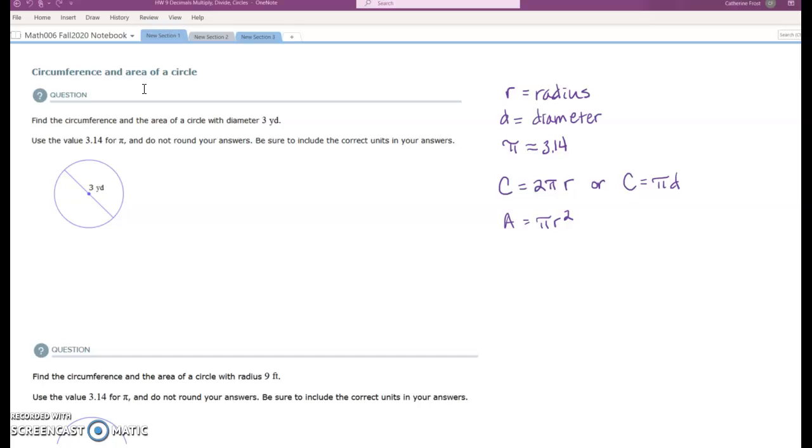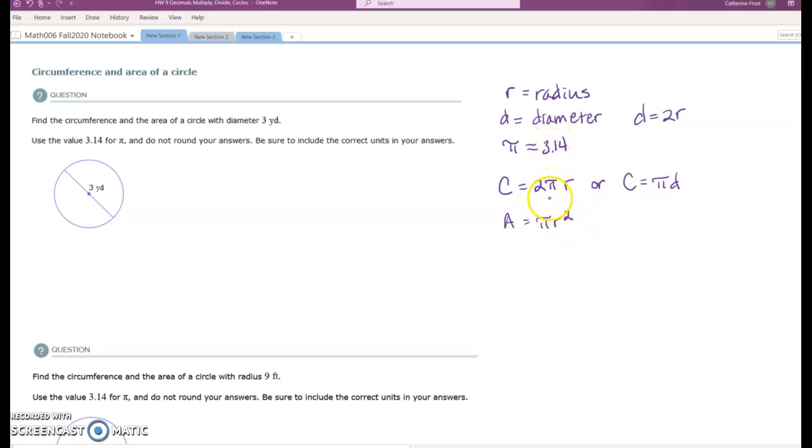Just as a reminder, R stands for radius, D stands for diameter. And with that, the diameter is twice the length of the radius. And pi is approximately 3.14. It's actually an irrational number, but we can only write down the approximate answer. And Alex typically is always going to ask us to just use 3.14.